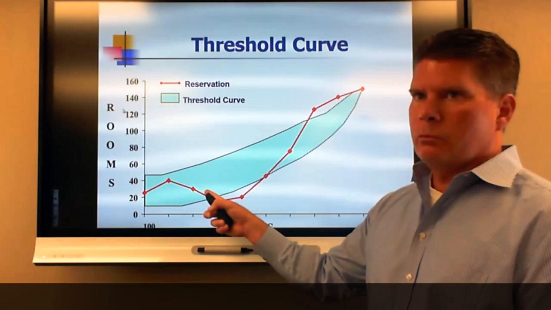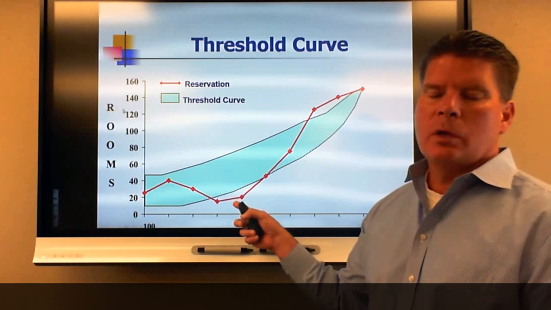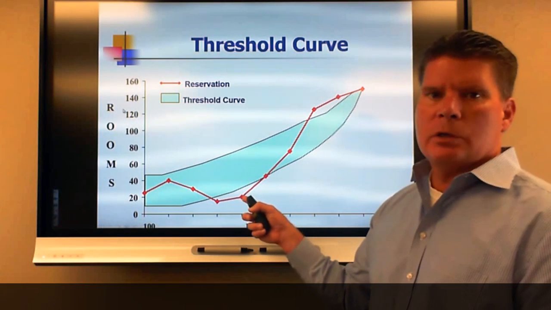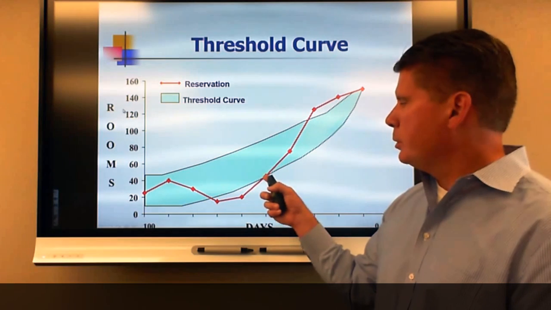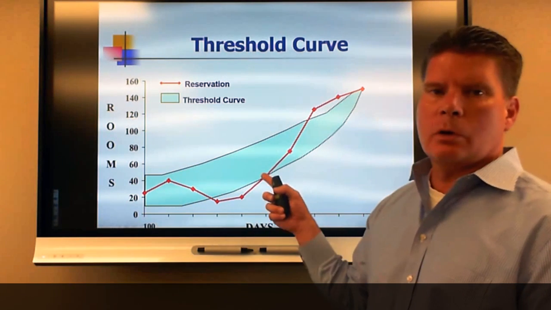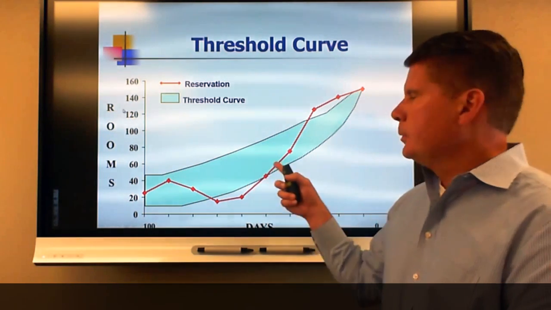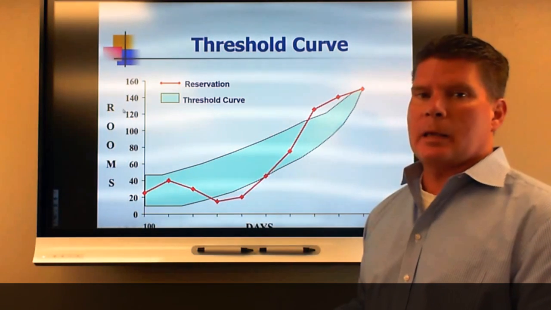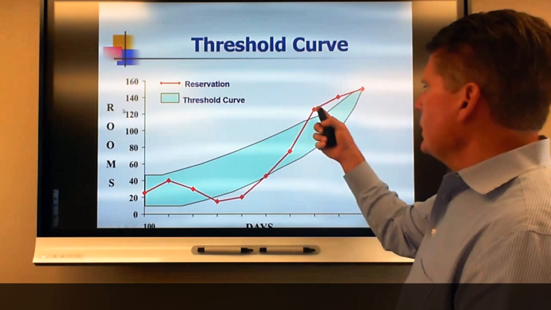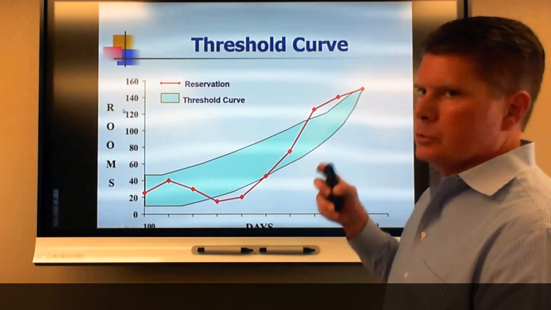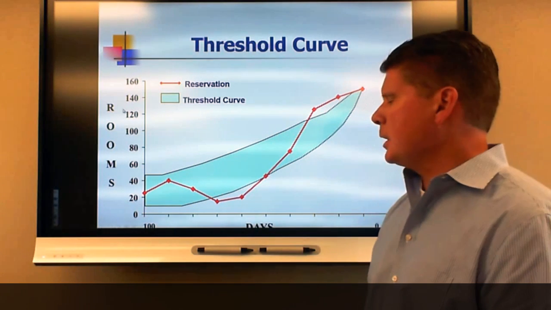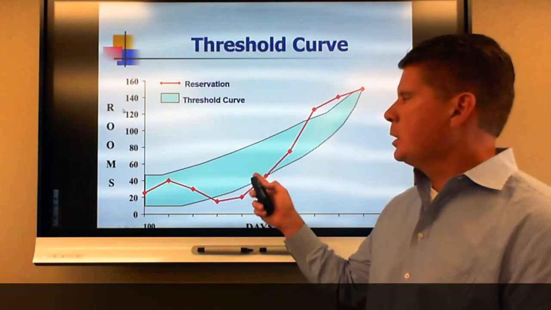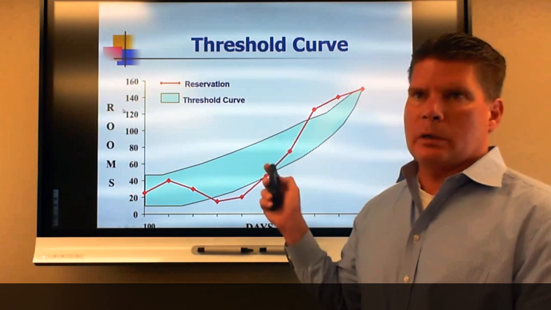Whenever reservations go below the threshold curve, we need to entice people to book with our hotel. So we would decrease the rate in order to get people to book. Once we're back into the threshold curve, we keep the rate at that level. But if we're above the threshold curve, we can increase our rates to maximize revenue, but also to get people to book in order to come to a perfect sellout. The thing to remember about the threshold curve is when you're below it, you decrease prices, and when you're above it, you increase prices.